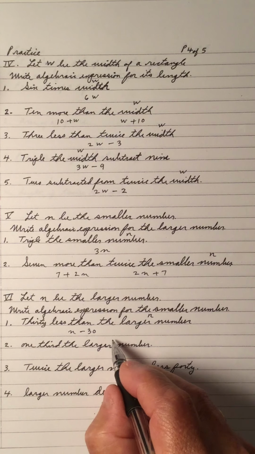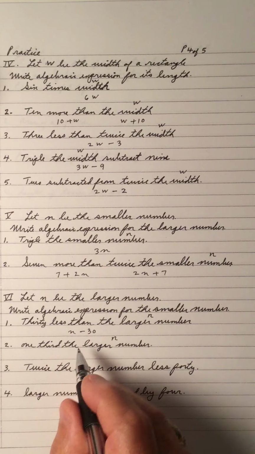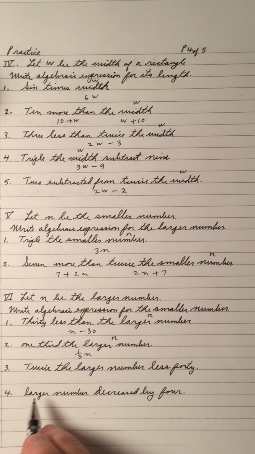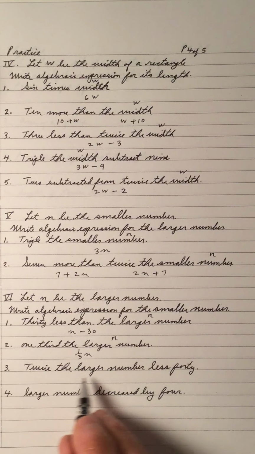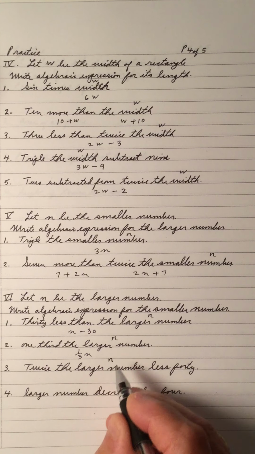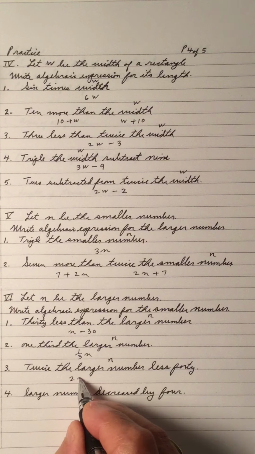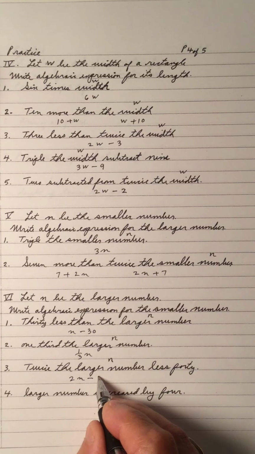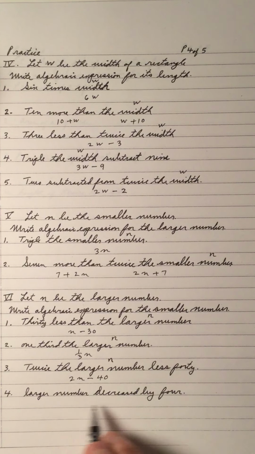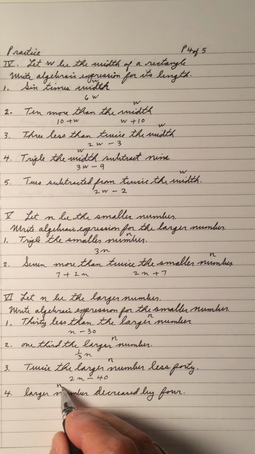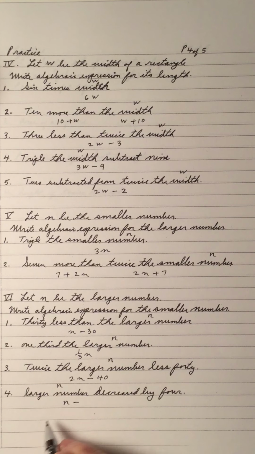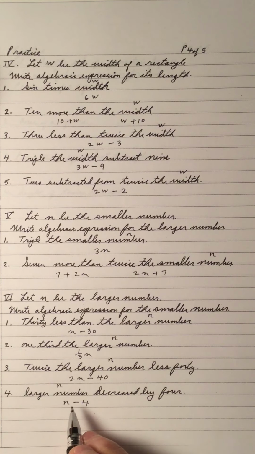1/3 the larger number. The larger number is n. So the smaller number is 1/3 of the larger. Number 3, twice the larger number less 40. The larger number is n. So twice the larger is 2n, less is subtract 40. Number 4, the larger number decreased by 4. The larger number is n, decreased by 4, so n minus 4.